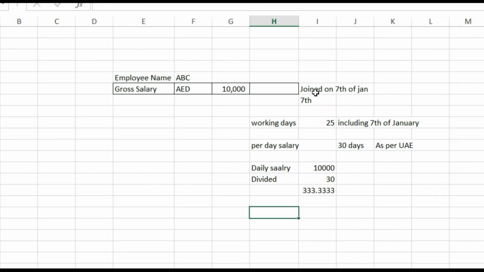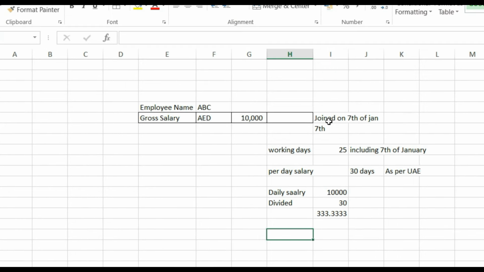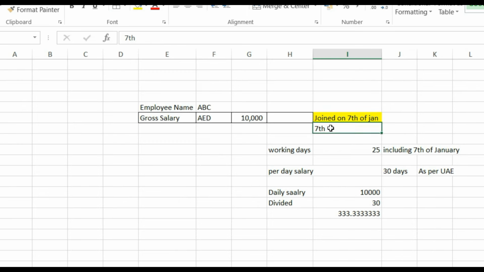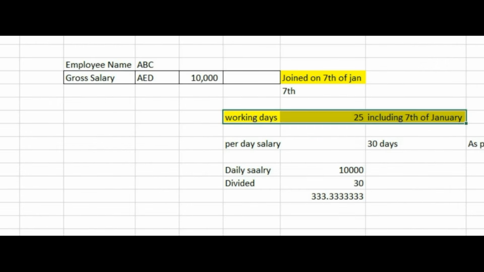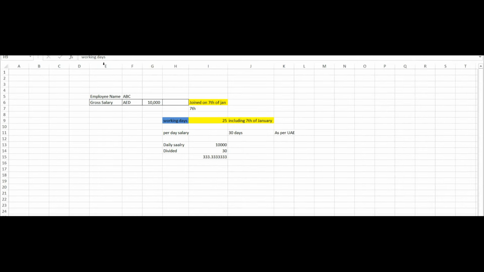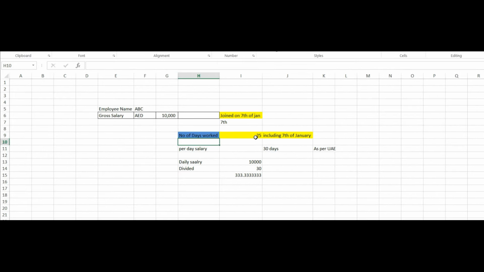So how to calculate the salary if an employee has joined in the middle of the month or a date other than the first? Suppose an employee has joined on 7th of January. So how will the salary be calculated? We are including 7th of January. So we have 31 days in January minus 6. So this employee has worked 25 days. This is the first step. First of all, calculate the number of days worked. So this employee has worked 25 days.